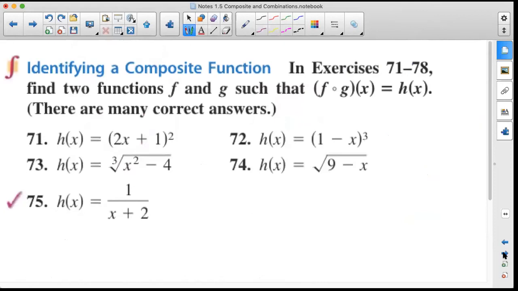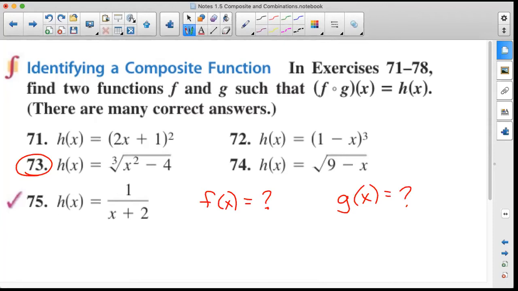The other one that I wanted to look at, I think, was 73. Pretty sure it's 73. Yes. So 73 says, identifying a composite function. In the exercises, we want to find 2 functions, f and g. So essentially, I want to know what f of x is, because I don't know what it is, and I want to know what g of x is. So that's what we're finding. We're finding the 2 functions.